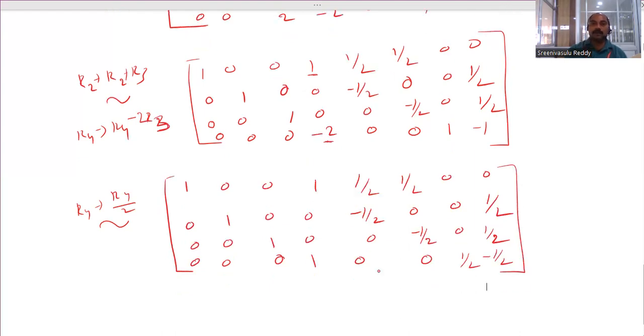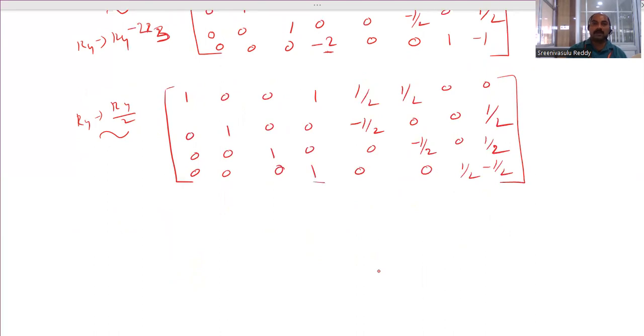So now here the diagonal element, you observe that this is the diagonal. Still it is not an identity matrix because here 1 is there in the first row. Using the fourth row, make it 0 in the first row. That means R1 tends to R1 minus R4.